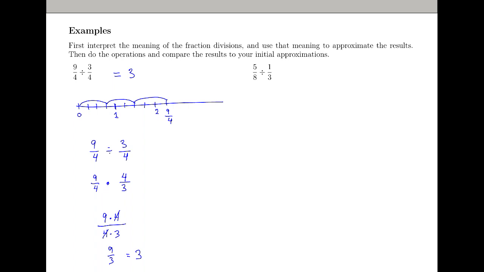Okay. Let's do this other one. So 5/8 divided by 1/3. So you might ask how many groups of 1/3 in 5/8, and I would say, very rough estimate, I'm going to go from 0 to 1 here. 5/8 is just a little bit more than a half. Without any precision, I'm just going to say it's about here. And 1/3 is like here.